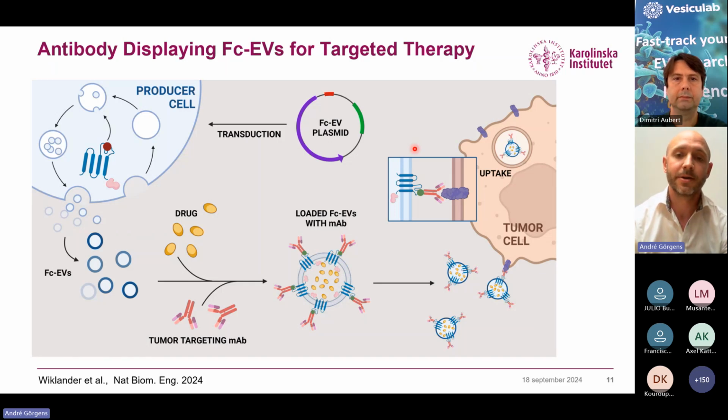The main idea here is using a similar concept as has been published and we and others have done before, using a fusion construct. And we did an optimization. We screened different EV sorting domains and different Fc-binding domains to get the antibodies to be displayed on the surface. After the optimization, we ended up with a leading construct. In our case, it was CD63 combined with the Z domain, which is derived from protein A, from Staphylococcus aureus bacteria.